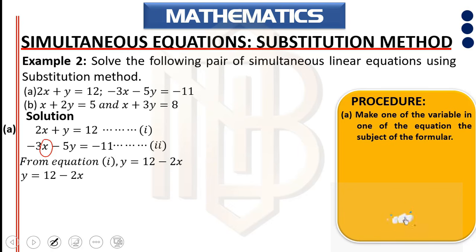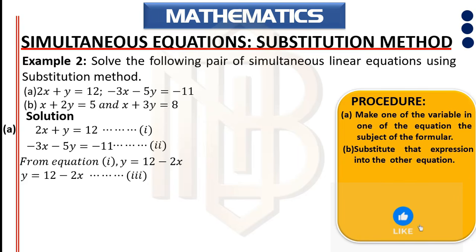So now we have another equation, which we tag equation 3. I believe you can see that. That's our equation 3. The next thing we do is put the new equation into the equation that has not been touched at all. Look at what the statement says: substitute that expression into the other equation, meaning the equation that has not been touched at all.